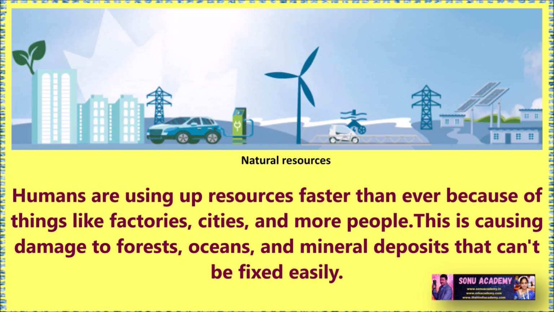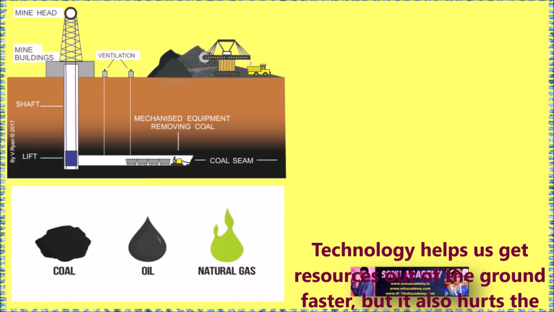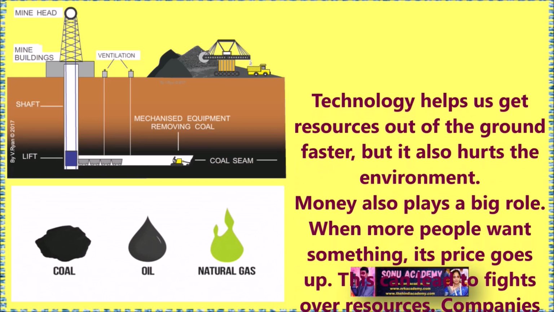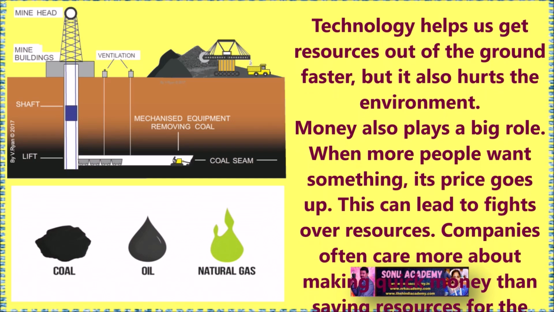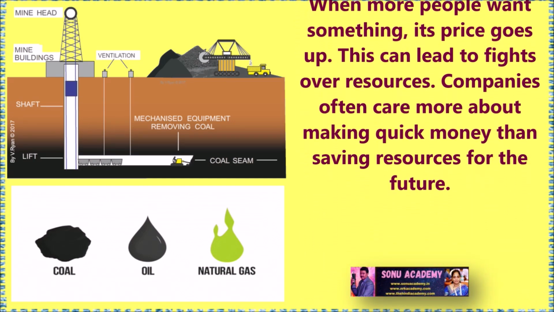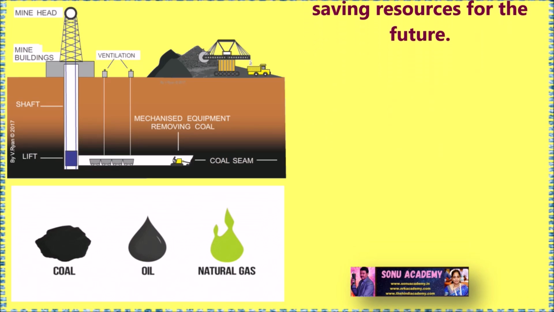Humans are using up resources faster than ever because of things like factories, cities and more people. This is causing damage to forests, oceans and mineral deposits that cannot be fixed easily. Technology helps us get resources out of the ground faster, but it also hurts the environment. Money also plays a big role. When more people want something, its price goes up. This can lead to fights over resources. Companies often care more about making quick money than saving resources for the future.